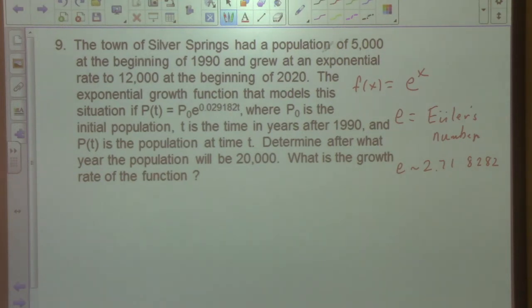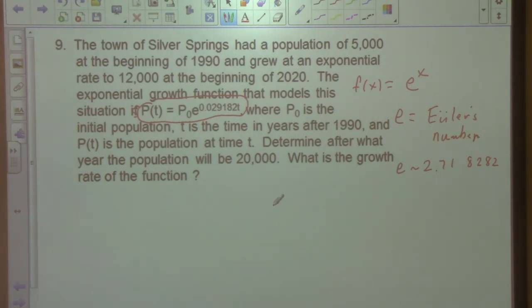The town of Silver Springs has a population of 5,000 at the beginning of 1990, and it grows at an exponential rate to 12,000 at the beginning of 2020. The exponential growth function models this situation, where P sub 0 is the initial population after 1990, and P of T is the population at time T. Determine after what year the population will be 20,000. What is the growth rate of the function?